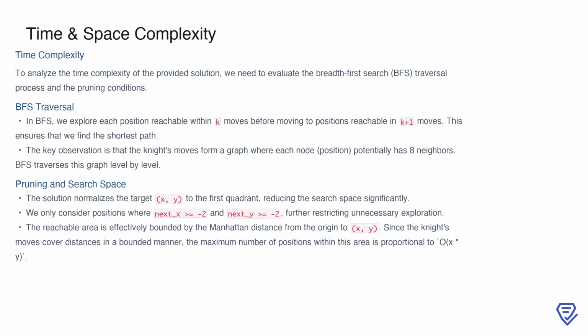By normalizing the target coordinates to the first quadrant, we reduce the exploration space significantly. Additionally, we restrict the search to positions where both next_x and next_y are greater than or equal to -2. This helps avoid exploring unnecessary positions. Finally, the search space is bounded by the Manhattan distance from the origin to the target (x, y). Since the knight's moves cover distances within fixed bounds, the total number of positions we may need to explore is proportional to O(x*y), where x and y are the target coordinates.